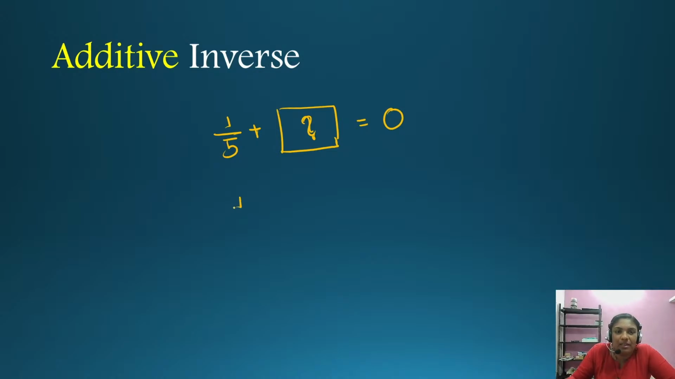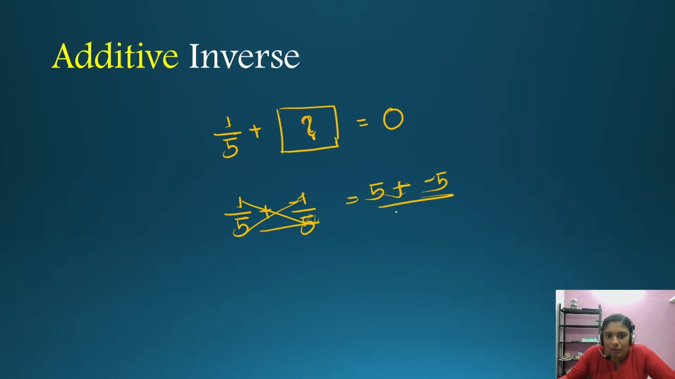If I add 1 by 5 with any other rational number and I get 0, what will this rational number be? Negative 1 by 5, right? Let's see, 1 by 5 plus negative 1 by 5. How will you get it? 1 into 5, 5, negative plus negative 1 into 5, negative 5 by 5 into 5, 25. 5 plus minus 5 will give you 0 by 25. That means 0. So what is the additive inverse of 1 by 5? Negative 1 by 5 is the additive inverse.